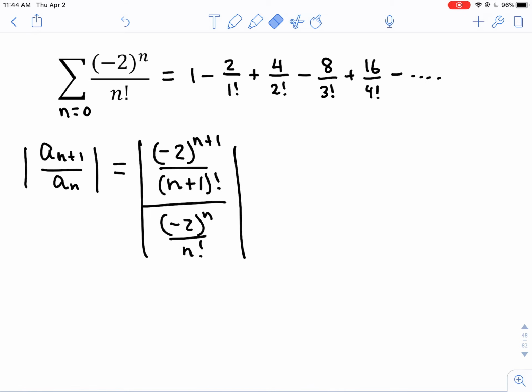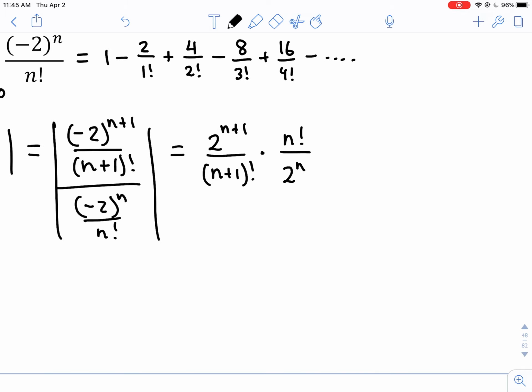Okay, so this is our setup for doing the ratio test, and we're going to now simplify this before we do a limit. First of all, the absolute values are going to simply just get rid of the negatives. So really you could write this as just 2 to the n plus 1 over (n plus 1) factorial. And instead of dividing by this fraction, I'm going to multiply by the reciprocal. So times, and then flip that denominator over, n factorial over 2 to the n. No negatives needed, absolute value took care of them. Now we want to simplify.